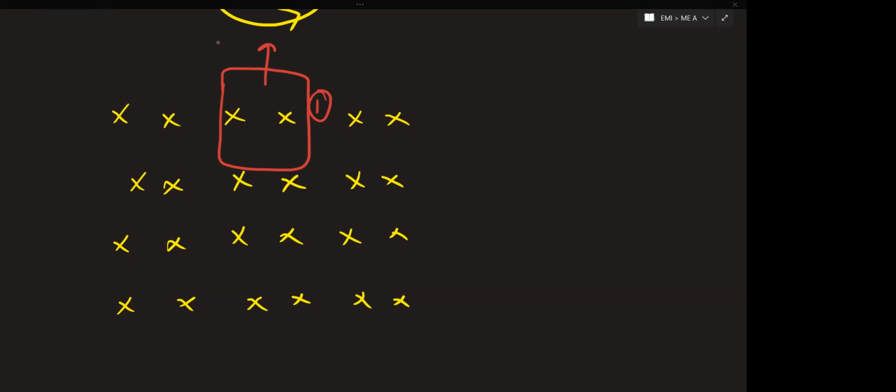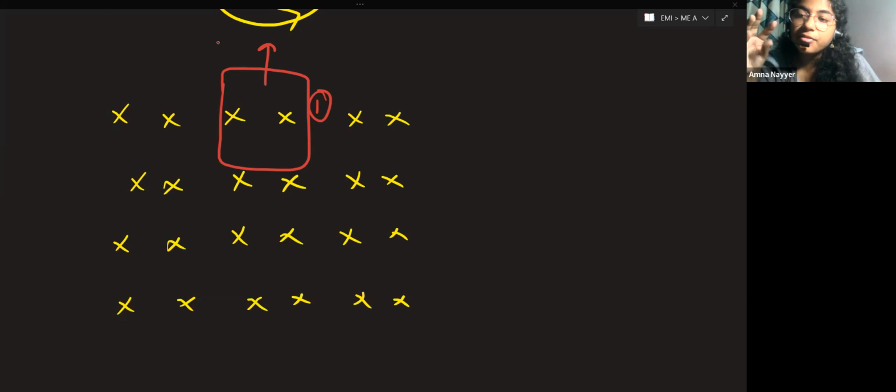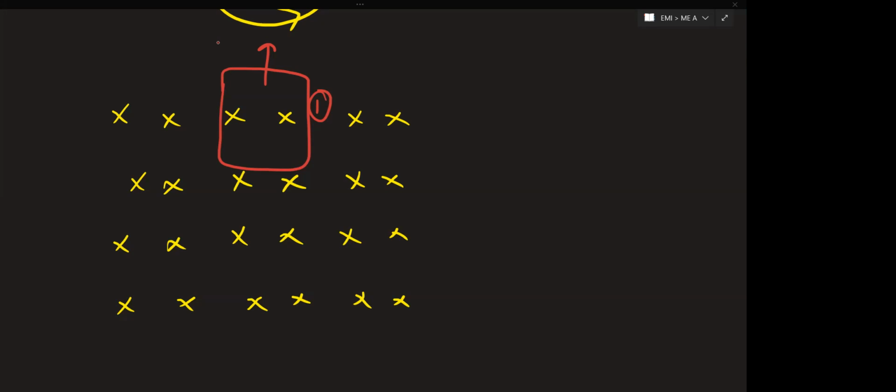Ma'am, since it's moving away, See, the number of magnetic field lines crossing an area normally is known as magnetic flux. Fine. So here what is happening? You are right. It is moving away. So the number of magnetic field lines that are enclosed within this is decreasing. So that's why the magnetic flux is decreasing. Clear, Krishna? Yes, ma'am.